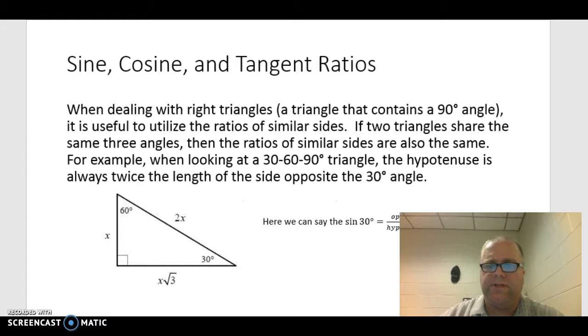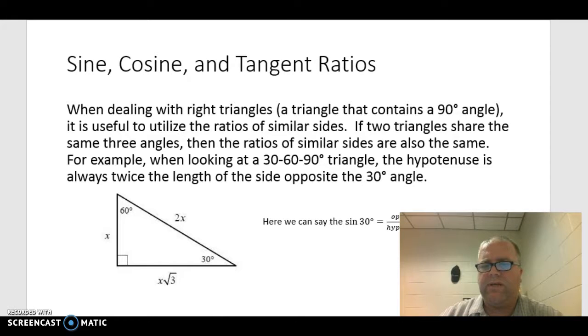So in this section, we're going to be talking about our trigonometric functions, sine, cosine, and tangent, and what they mean. So when dealing with right triangles, remember, it's a triangle that contains a 90-degree angle. We often use these sines, cosines, and tangents because they're really useful.